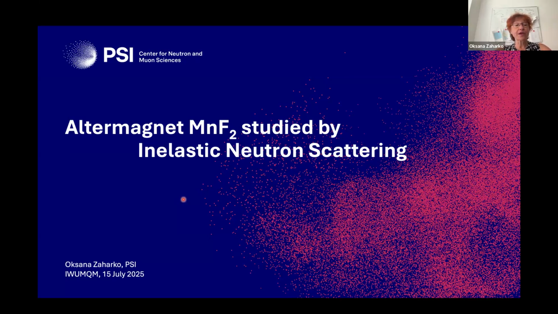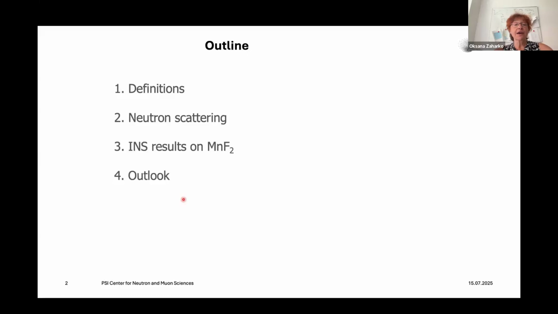My topic today is altermagnet manganese fluoride studied by inelastic neutron scattering. And the outline, for sure, the main part will be part 3, but I want to come a bit to definitions, to briefly explain to those who are not very familiar what neutron scattering can and what it cannot do, and also probably put our results in perspective of other findings about the material.